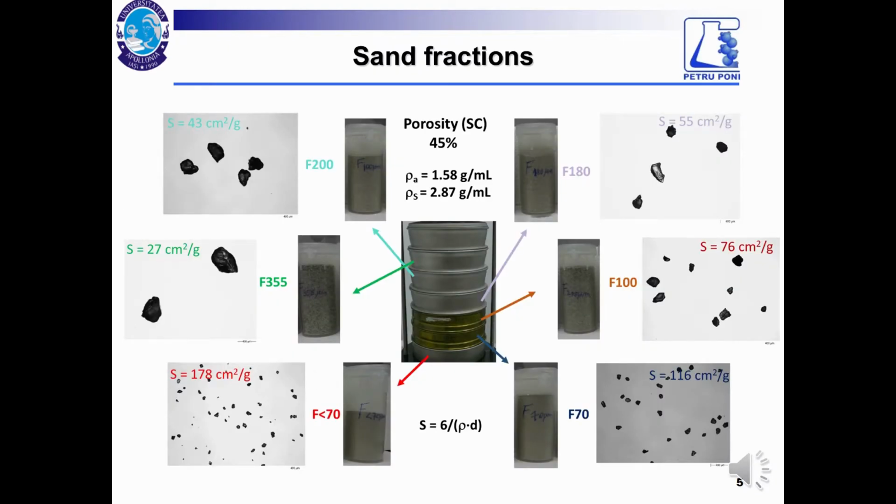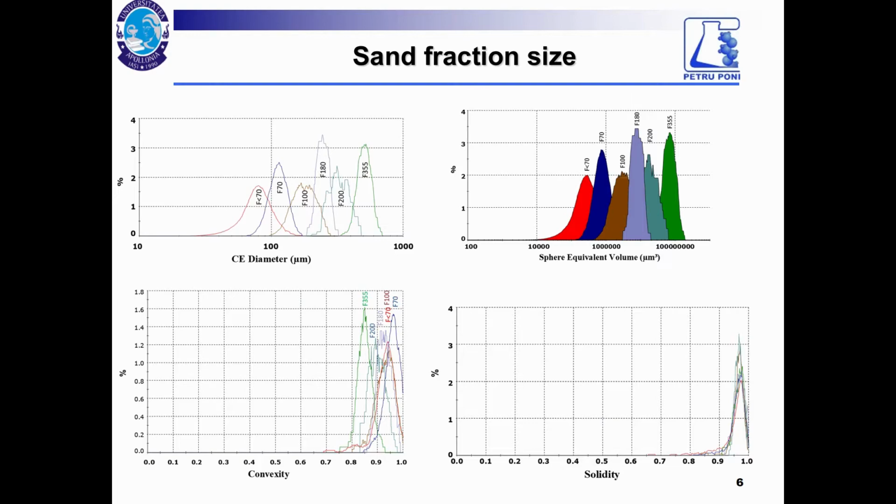The natural sand was sieved with a sieving system and 7 fractions were collected. The name of each fraction was identified with the sieve size: 70 means 70 microns, 100 means 100 microns, and so on. Each fraction was characterized by Morphologi 3 G3SE, which is an automatic optical microscope able to measure each sand particle. From these measurements, we can calculate the average diameter for each sand fraction.